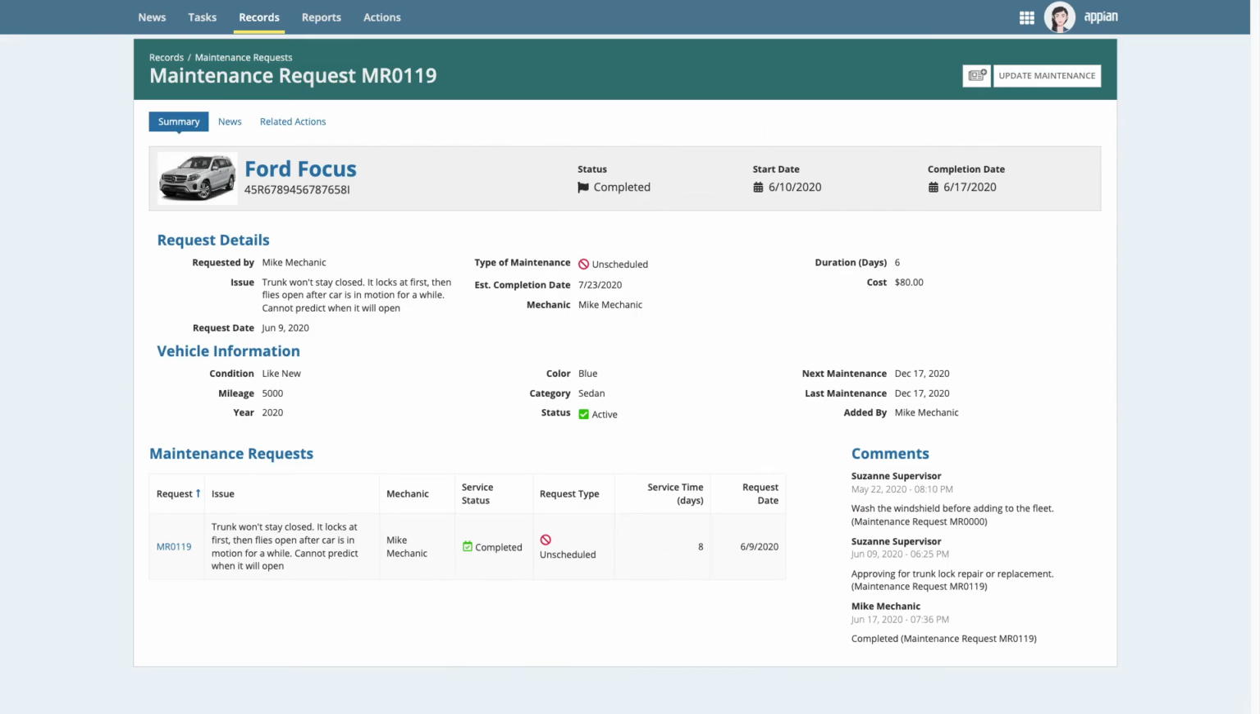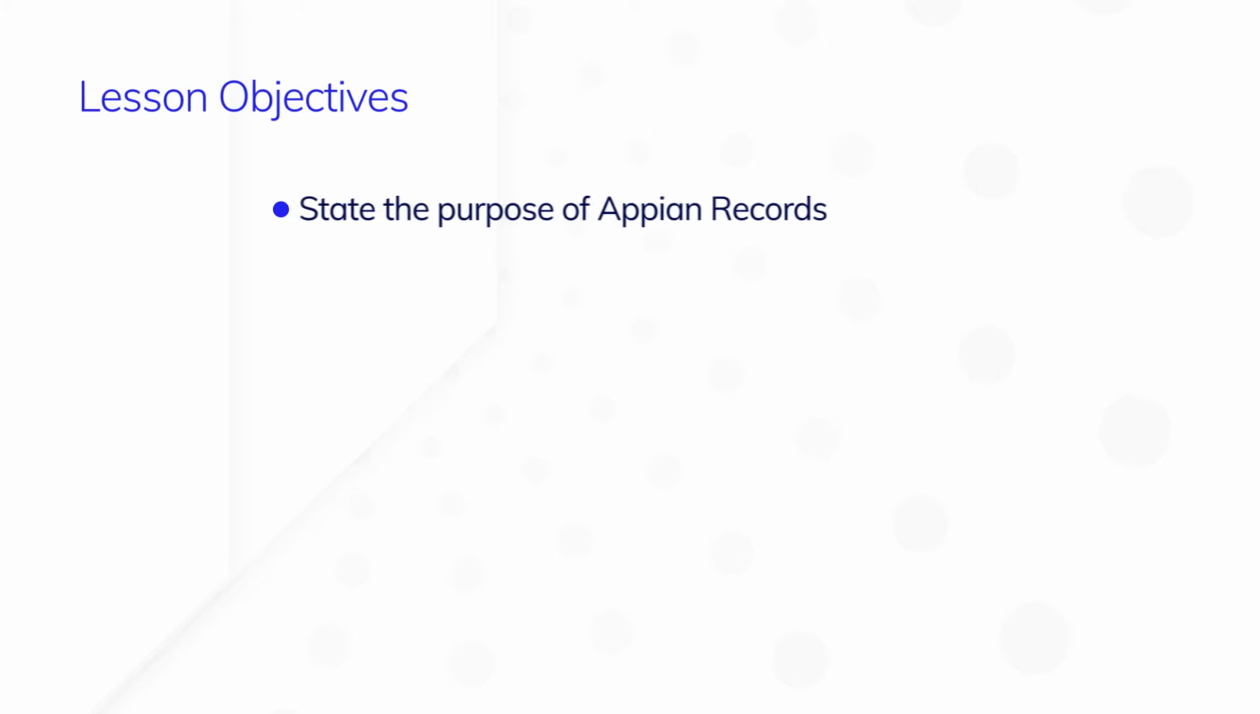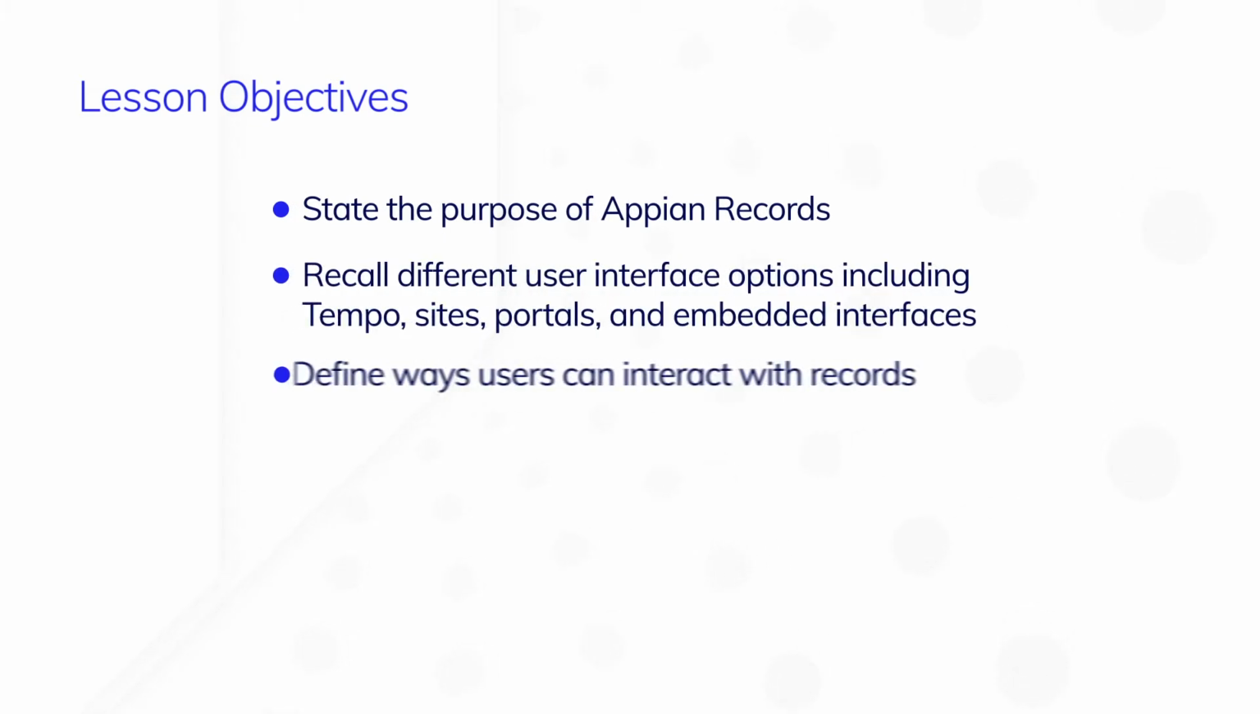Users need to be able to look at a record, quickly understand everything in it, find what they're looking for, and act on it. Appian Records enable you to see your business information in a unified interface and take action in the context of that information. This lesson will help you plan the content and appearance of your records, and also how users can interact with the record data.